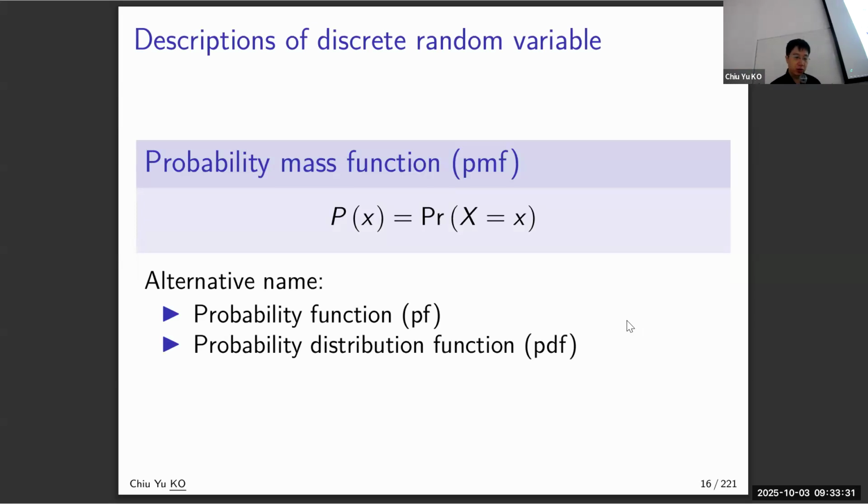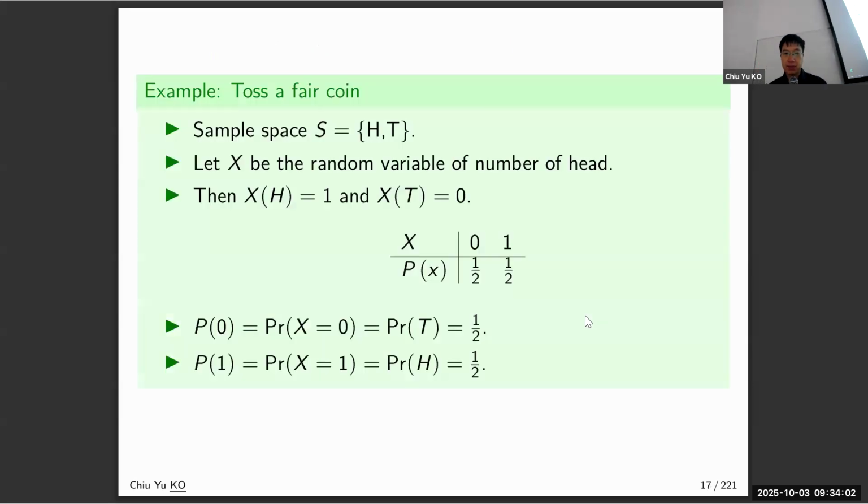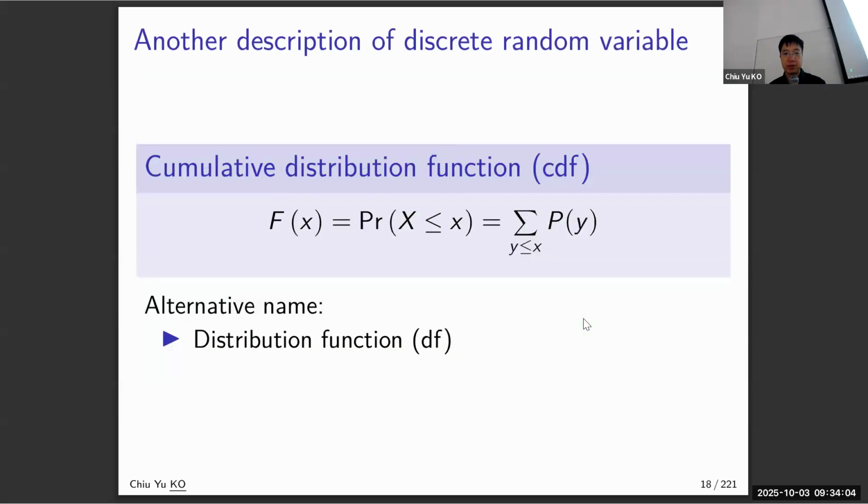And for a discrete random variable, the way we describe it is the probability mass function. That being said, you give me the possible values of the random variable, and I give you the probability, right? So this P, the big P, is the full description of the random variable. And this example I've shown already. I'm not going to repeat it.